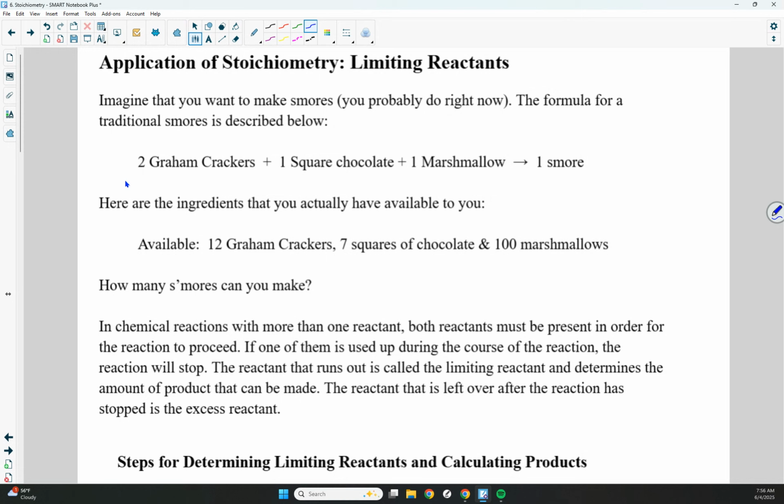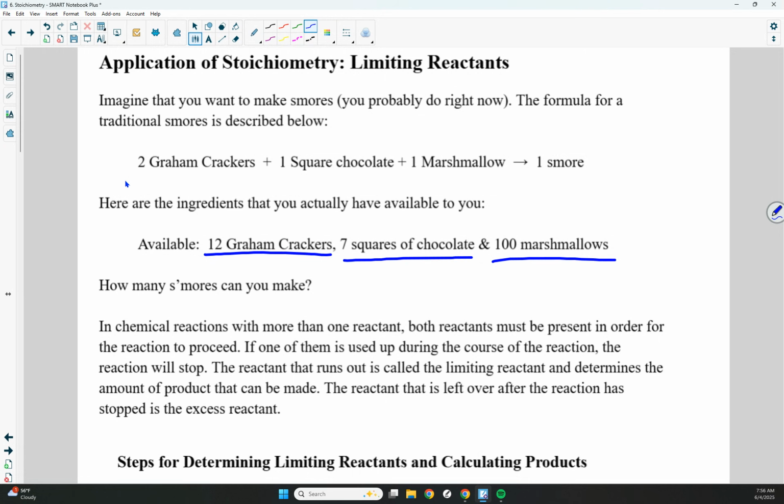Consider that you got some friends coming over, and you look in your closet, and these are the ingredients that you have in your cupboard, I should say. You have 12 graham crackers, 7 squares of chocolates, and a whole bunch of marshmallows. This is probably pretty typical since marshmallows come in the big bags. You got 100 marshmallows, all right? So how many s'mores can you make?